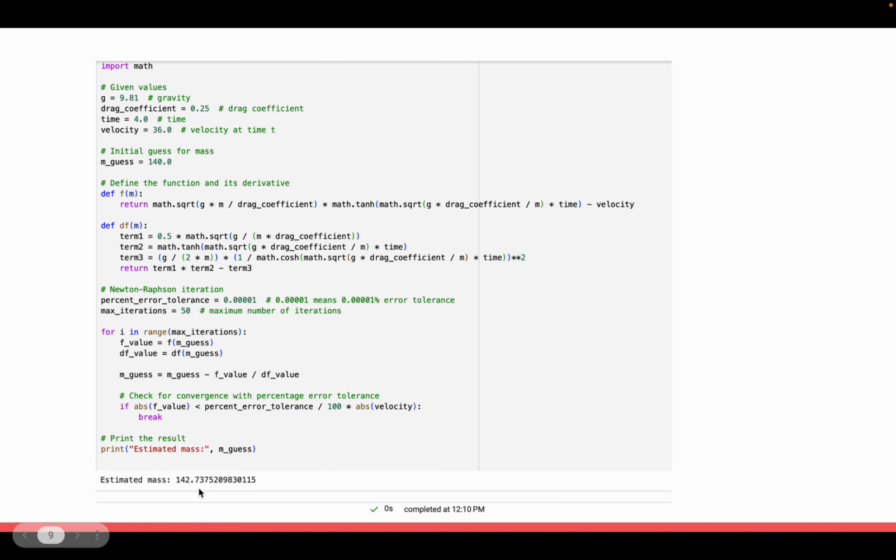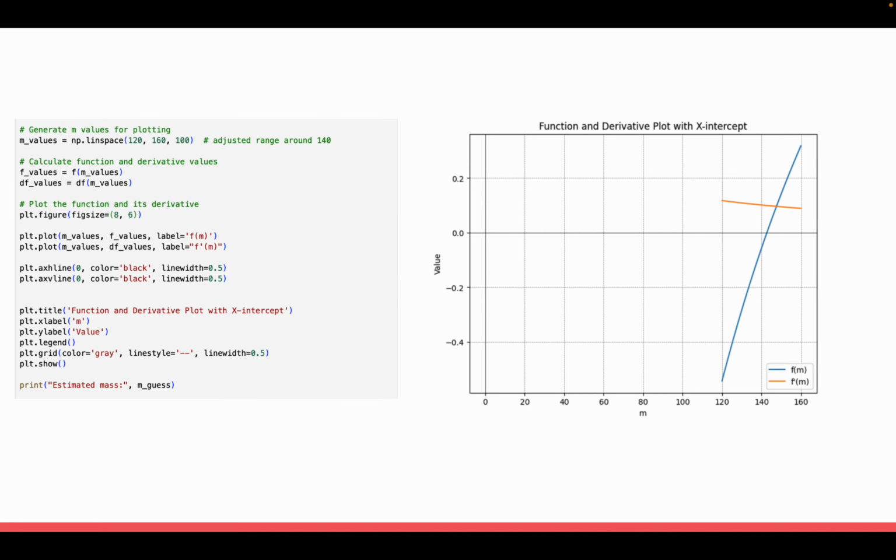Here we have the same value that the book had, 142.74 roughly. In the end of the problem, I wanted to see it on a graph to look at the x-intercept of our root. Using matplotlib and numpy, I plotted the function line and the prime function line along our x-axis where the mass is, and then along the y-axis, which is just a generic output for the values of the function and the derivative.